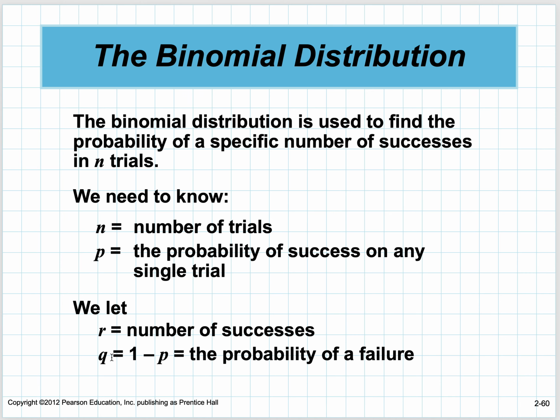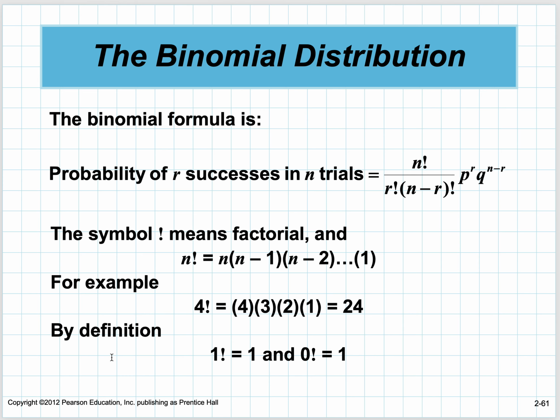So the probability density function for the binomial distribution is defined this way on these n, r, p, and q. So the probability of r successes in n trials is this kind of complicated formula: p to the r times q to the n minus r. And then we have to count how many ways we can get r out of n.